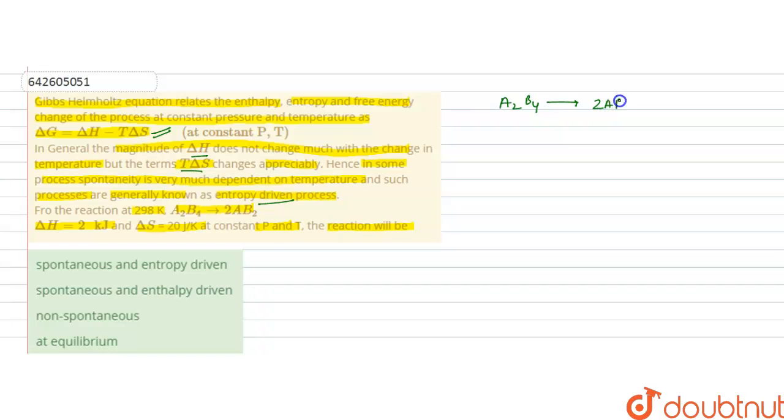So we are given a reaction that is A2B4 changes to 2AB2, and delta H for this reaction is given 2 kJ and delta S is given 20 Joule per Kelvin and temperature is given 298 Kelvin. So we have to find out whether the reaction is spontaneous or non-spontaneous. The reaction will be spontaneous when delta G comes out to be negative, and when delta G will be positive, then it will be non-spontaneous.